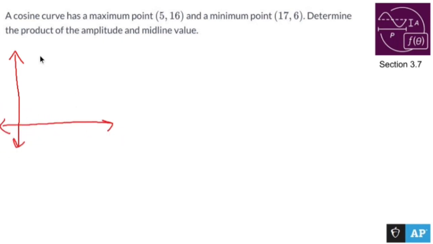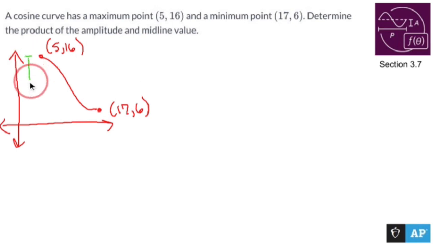Max point is 516, so we'll draw that up there. Minimum is way over here at 17.6, so we'll draw that there. This guy is going to look something like this. Okay, now we are dealing with amplitude and we are dealing with midline.